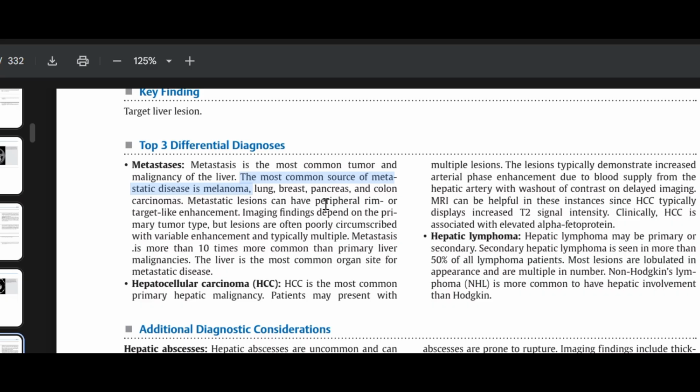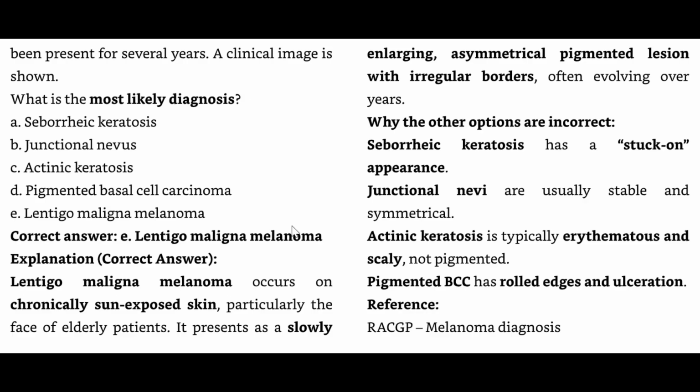Metastatic lesions can have peripheral rim or target-like enhancement. Metastasis is more than 10 times more common than primary liver malignancy. The liver is the most common site for metastatic disease. So now we have talked about malignant melanoma. Let's talk about the other possibilities which were incorrect.